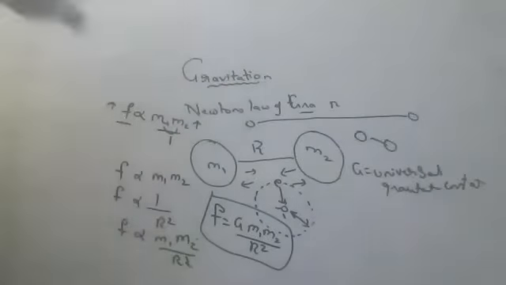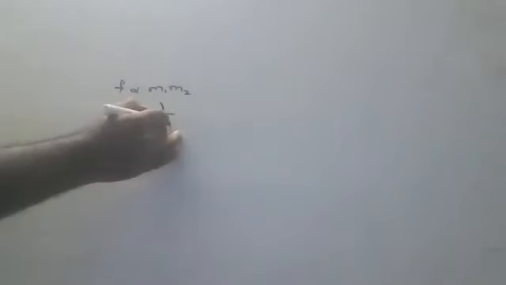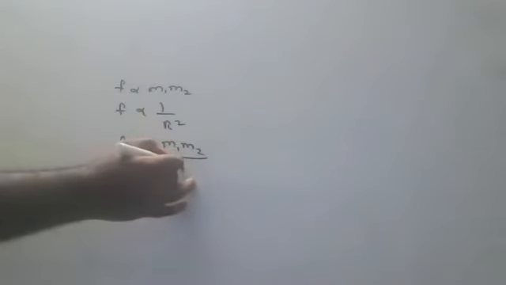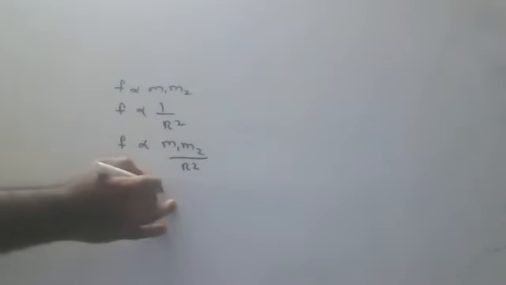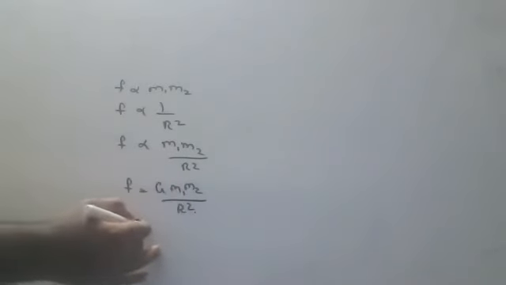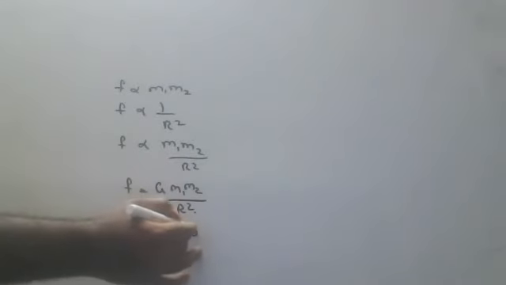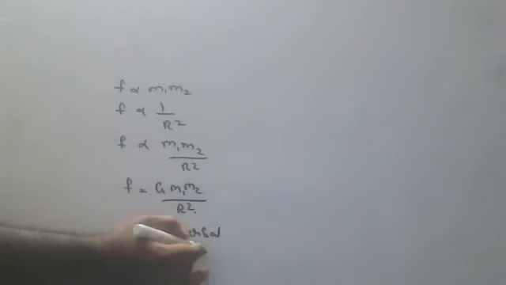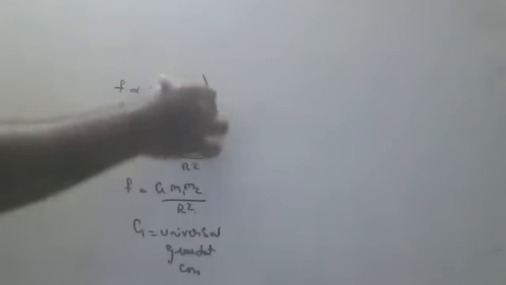Once again, slowly I will explain one by one. Listen, children. F is directly proportional to the product of their masses. F is inversely proportional to the square of the distance between them. Combining both, you will get m1 m2 by r square. Removing proportionality, you will get G m1 m2 by r square. Where G is called what? If you remove proportionality, you have to keep some constant: the universal gravitational constant. Till here, okay, all of you?